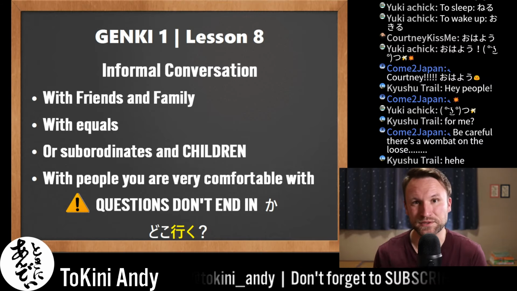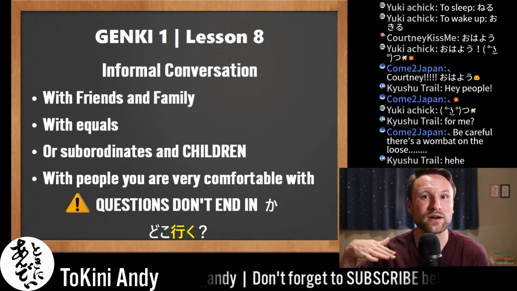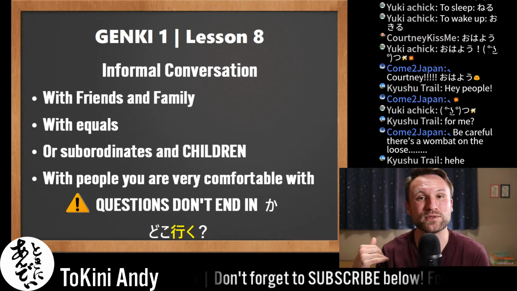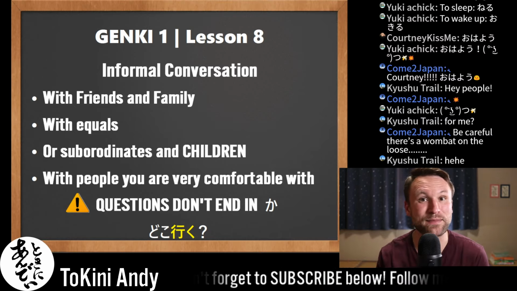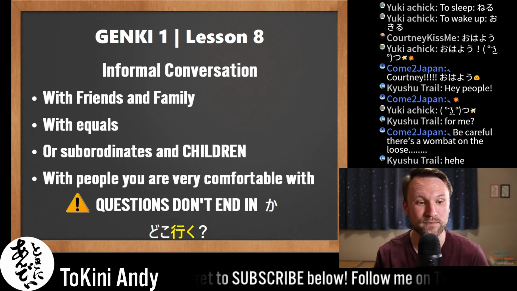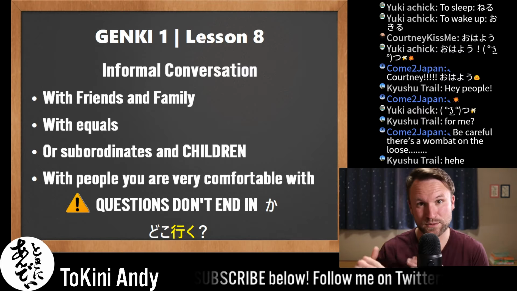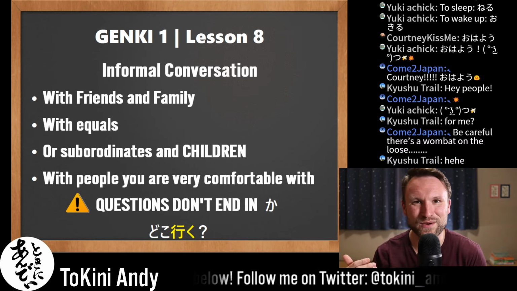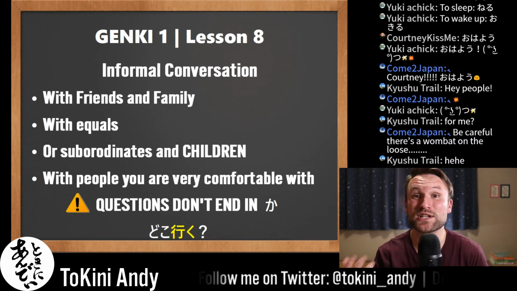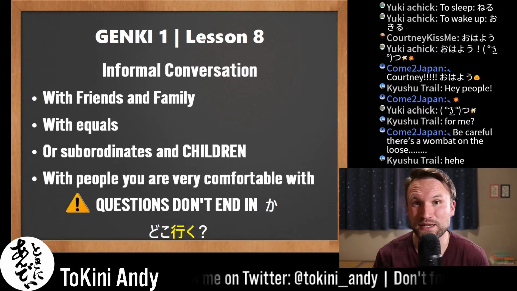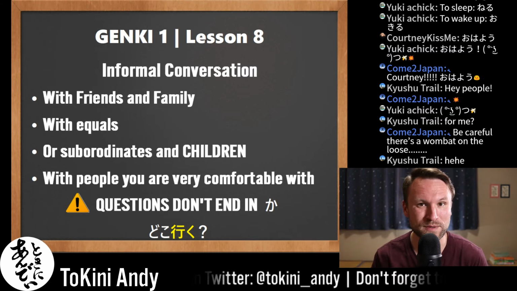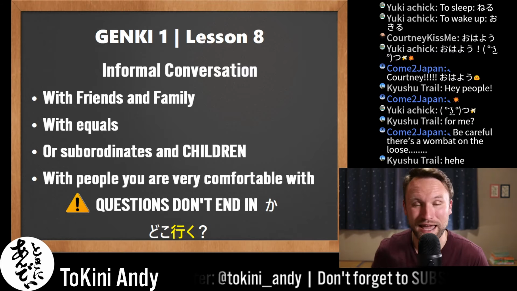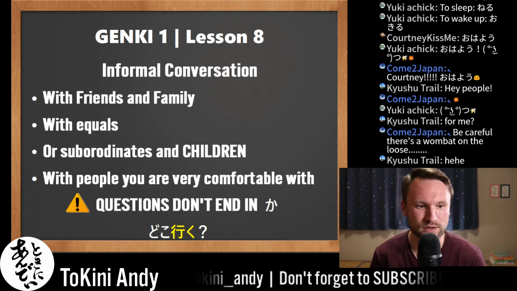Also with equals. So people who you are considered equal with at work, people who started at the same time and are the same age as you, this is the way you would talk with them. Also subordinates, so people who are younger than you or lower in rank than you at work, like they haven't been there as long, and also children. You generally aren't going to be using masu forms or formal Japanese with children. You can, but it's a little awkward.